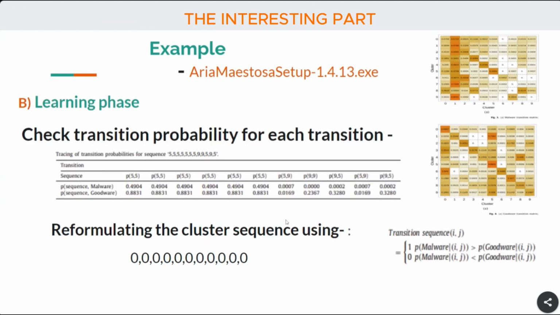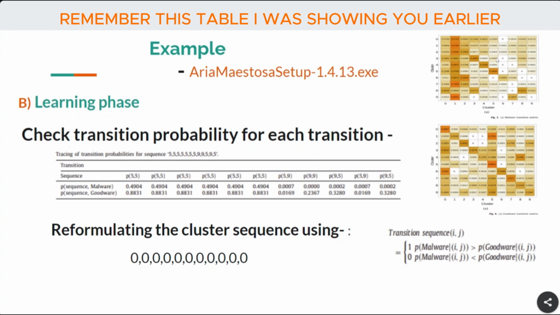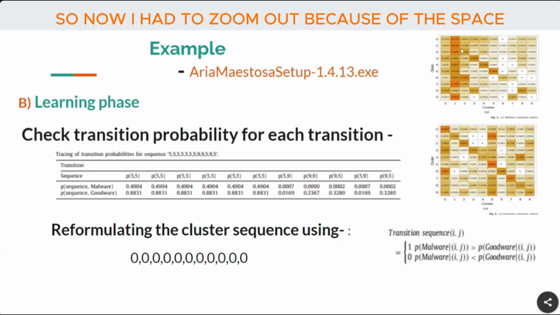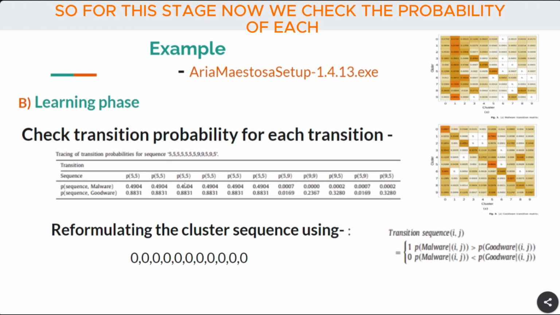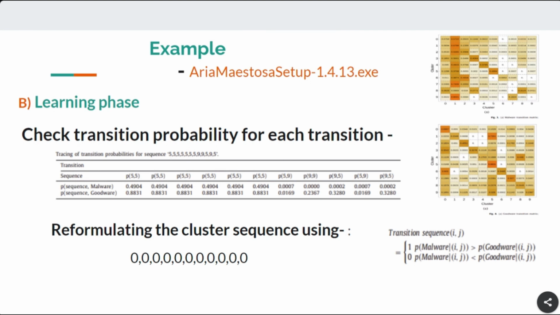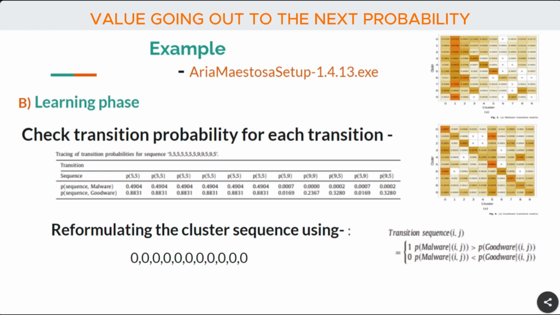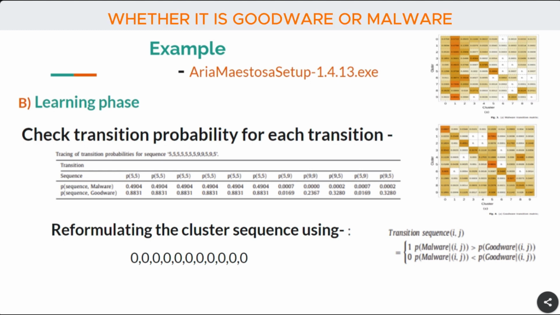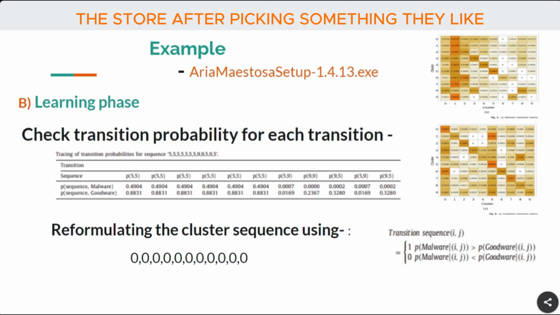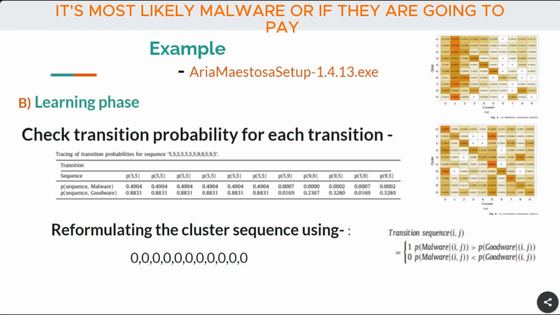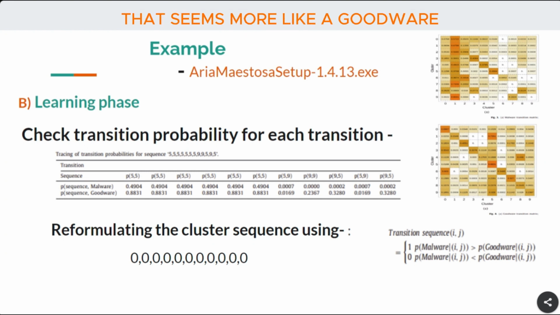So now to the learning phase, the interesting part. Remember this table I was showing you earlier? I have to zoom out because of the space, but here is an excerpt from it. For this stage, we check the probability of each value going on to the next, the probability of transitioning, whether it is goodware or malware. Remember, based on the analogy I gave earlier, if somebody is leaving the store after picking something they like, most likely malware, or if they are going to pay, that seems more like goodware. So that's essentially the ideology here.